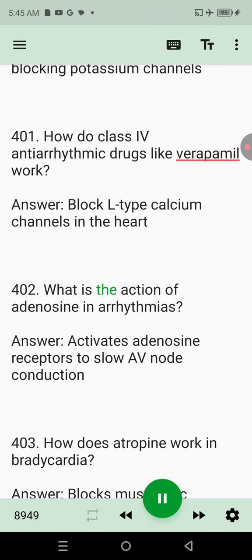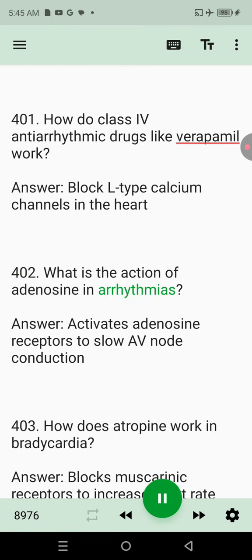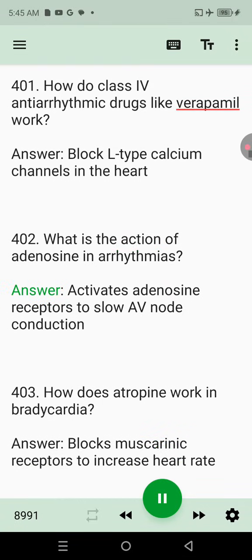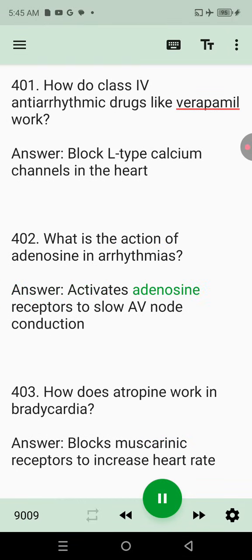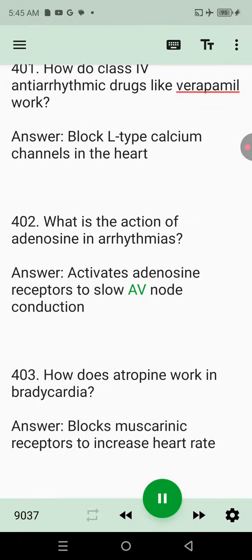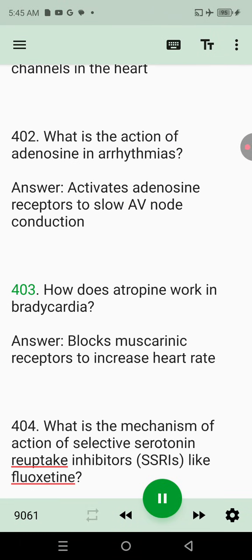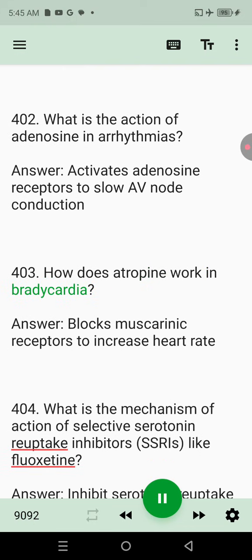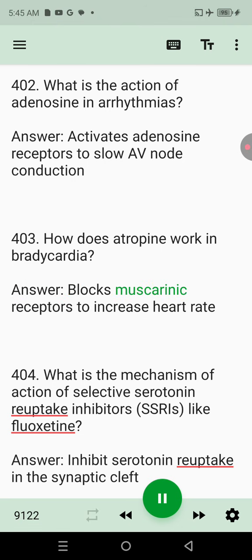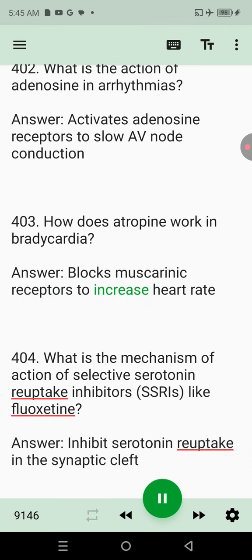402. What is the action of adenosine in arrhythmias? Answer. Activates adenosine receptors to slow AV node conduction. 403. How does atropine work in bradycardia? Answer. Blocks muscarinic receptors to increase heart rate.